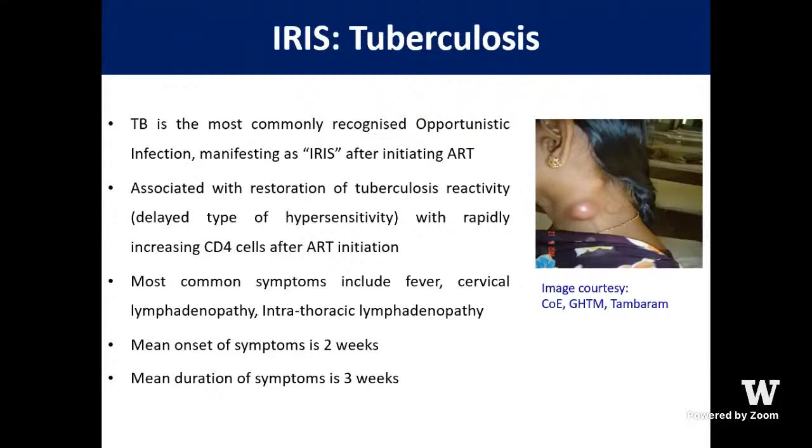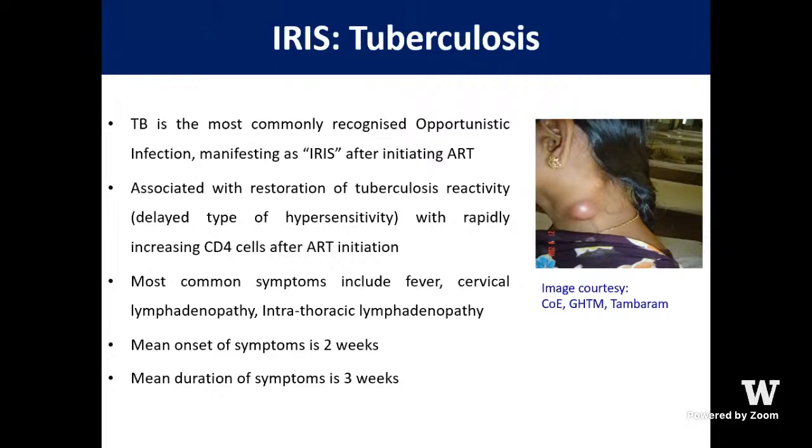So what is there in HIV-TB co-infection? The important thing is immune reconstitution inflammatory syndrome. It is a common thing. TB is the most commonly recognized OI we know, manifesting as IRIS after initiating ART. What is that? Restoration of TB-specific delayed-type hypersensitivity with rapidly increasing CD4 cells. What happens? There is an IRIS. It commonly includes fever and intrathoracic lymphadenopathy. The mean onset of symptoms is 2 weeks, but it could be as quick as 5 days. We have seen on some occasions patients developing this within a week, and the mean duration of symptoms is 3 weeks.